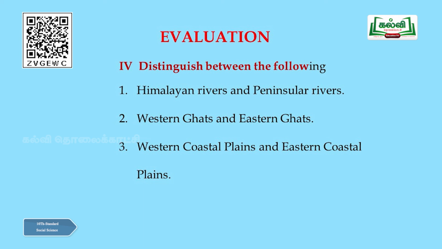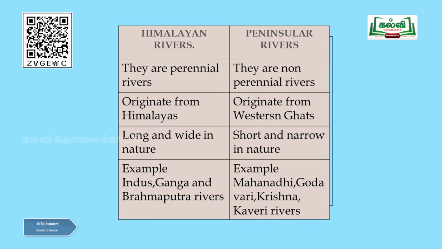Evaluation. From today's topic, we are going to see how to distinguish between the following: Himalayan rivers and peninsular rivers, Western Ghats and Eastern Ghats, Western Coastal Plain and Eastern Coastal Plain. The first one is Himalayan rivers and peninsular rivers. You have to differentiate these two. As I said earlier, the first point is Himalayan rivers are perennial, whereas peninsular rivers are non-perennial.